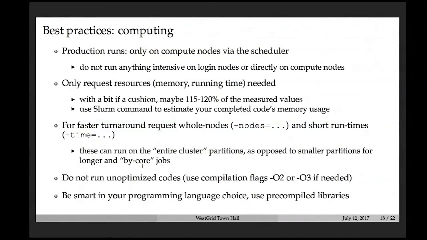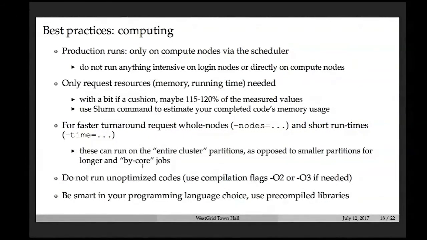For faster turnaround, this is something that Patrick and Camille mentioned already: it's a good idea to ask for whole nodes, simply because of the partition setup in Slurm on the clusters, and for short run times, and then your job will run faster. Don't run unoptimized codes. When you compile the code, there are compilation flags -O2, -O3, and these are used automatically with the MPI scripts. But if you use the compiler commands gcc, icc directly, then it's a good idea to also specify, let's say, -O2 for compilation optimization. It will take a little bit longer for your code to compile, but the job on average will run several times faster.